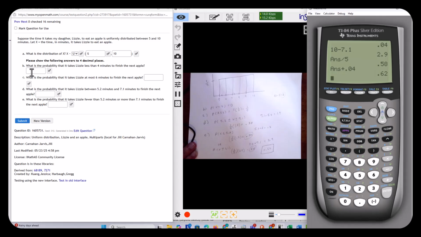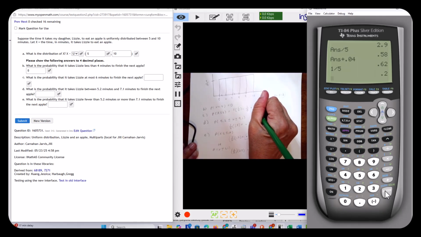Okay, B, 0. C, at most 6 minutes. We decided that was... four decimal places. Alright, I'm on C. 1 divided by 5 is obviously 0.2. I don't know that I have to pad 3 more zeros in here. I don't think I do. We'll see what it does. And if we have to go back and pad them, you do get more tries on it.